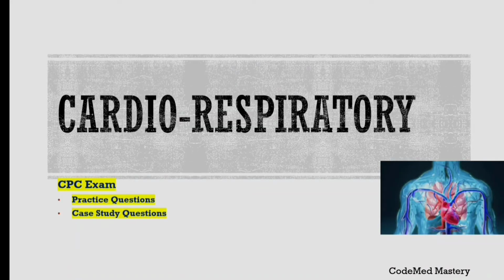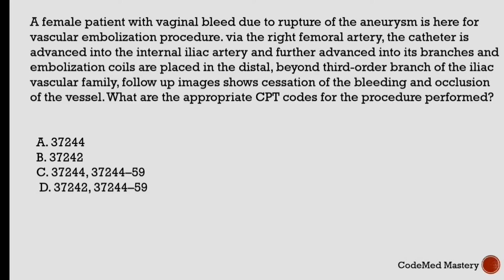Let's begin. Keep your CPT book ready. Read the question. A female patient with vaginal bleed due to rupture of the aneurysm is here for vascular embolization procedure. Via the right femoral artery, the catheter is advanced into the internal iliac artery and further advanced into its branches, and embolization coils are placed in the distal beyond third order branch of the iliac vascular family. Follow-up images show cessation of the bleeding and occlusion of the vessel. What are the appropriate CPT codes for this procedure?